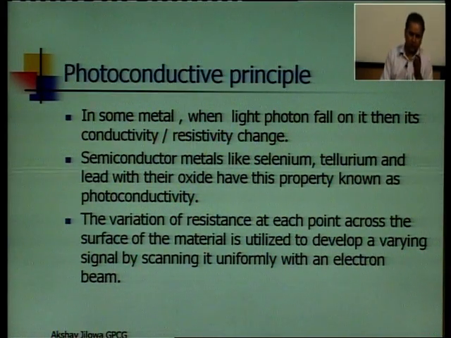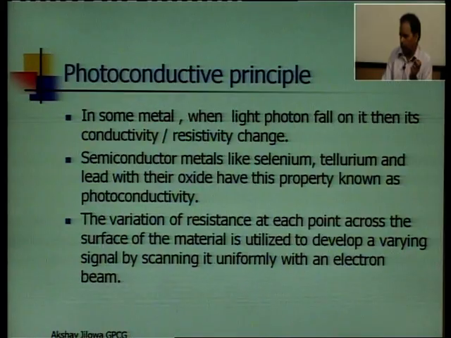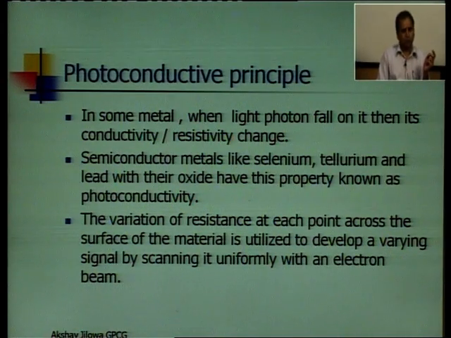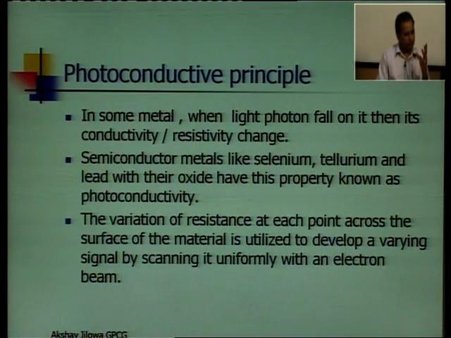So, such metals, selenium, tellurium and lead with their oxides, have the property known as photoconductivity. This is the property by virtue of which the conductivity or resistivity of a material changes when it is exposed to a source of light. As the source of light is constituted of photons, it is called photoconductivity.